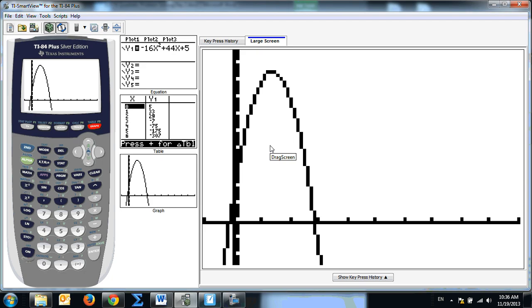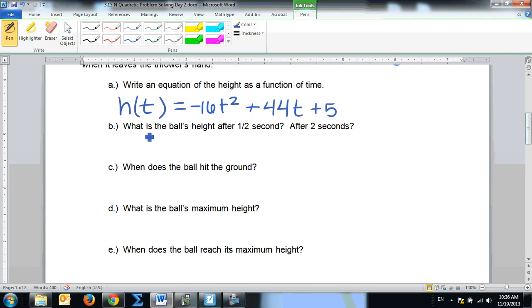Your window doesn't have to be exactly the same as mine, okay? You might have tried 50 and it worked. That's fine, okay? The goal is that you see where it starts, the peak, and where it comes back to the ground, okay? All right, so let's look at our first question.